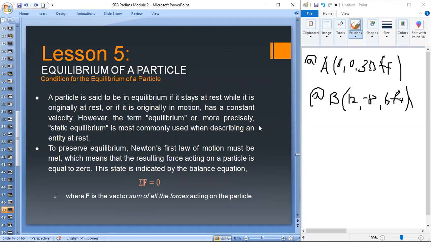Then, lesson 5, equilibrium of a particle. So, condition for the equilibrium of a particle. Medyo conceptual lang to. Summation of the forces equals 0. So kasi equilibrium ka, static. Wala kang force, hindi ka gumagalaw, and nasa state of rest ka. Okay? So Newton's first law lang yun, motion. Okay?